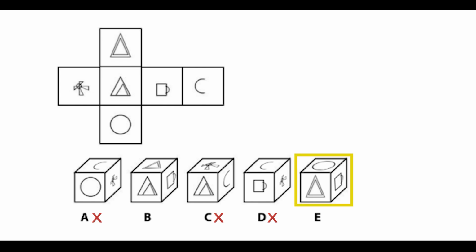In option E, the circle and the triangle 2 are opposite to each other, but in the CubeNet, they are shown as adjacent faces. So, the correct answer is option B.